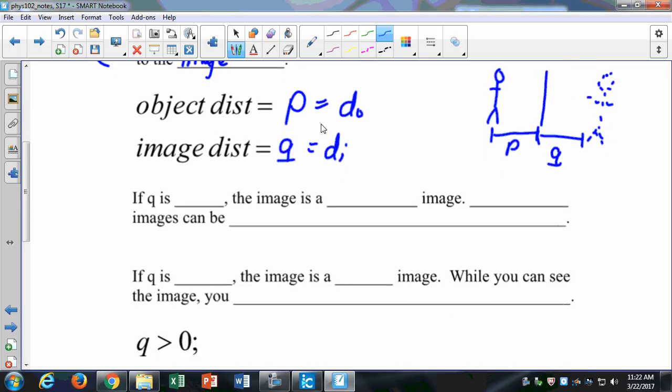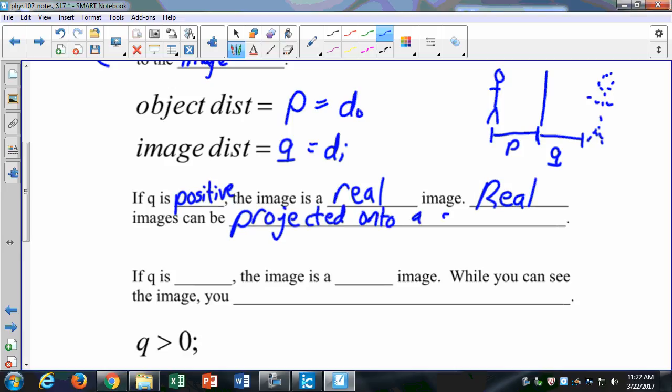And then we have some rules about what the signs of these things mean. If q is positive, the image is a real image. And real images can be projected onto a screen. This right here, real image. Right? It's projected onto a screen. There's a lens up inside the projector, and there's a light bulb behind it that projects this image onto the screen. It's a real image because it can be projected onto a screen.